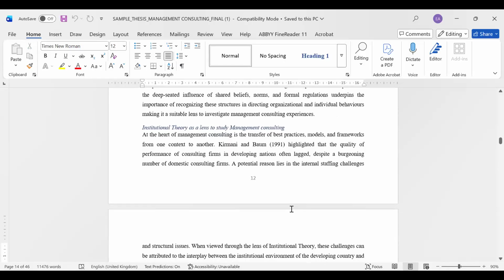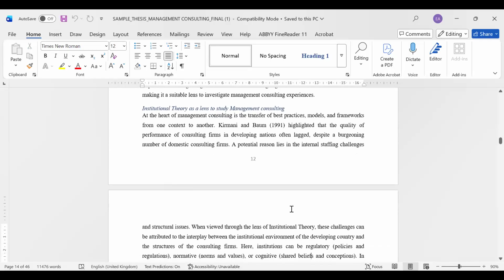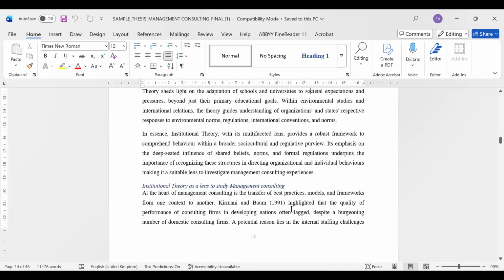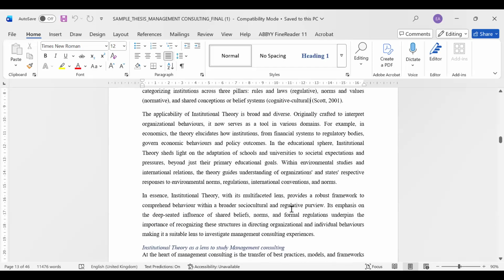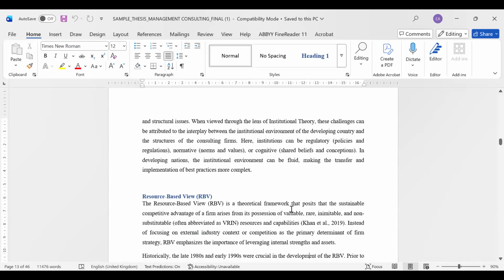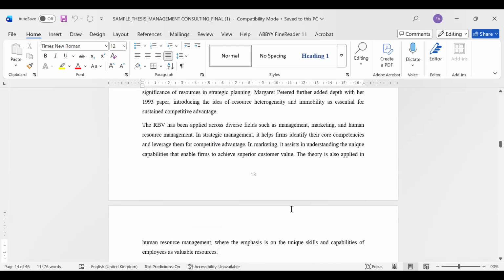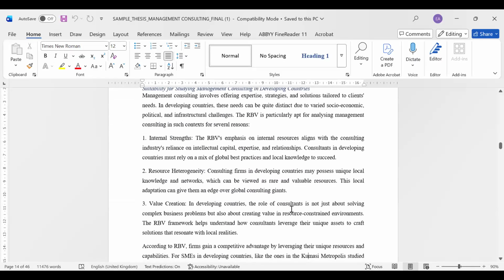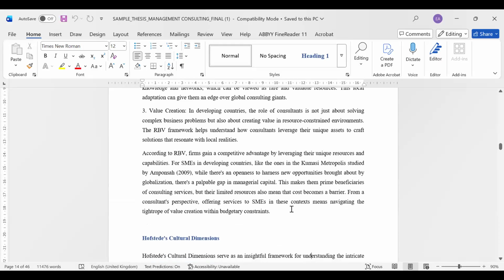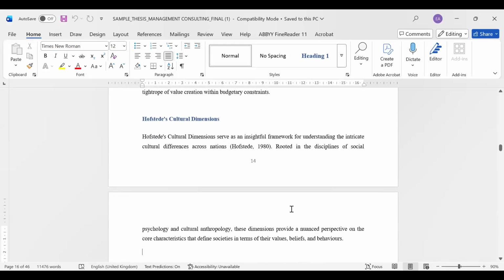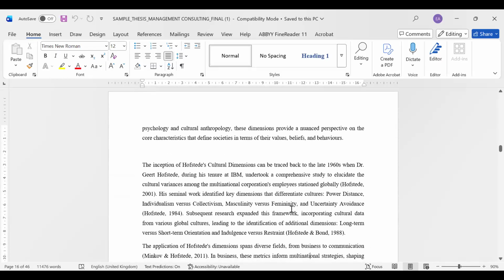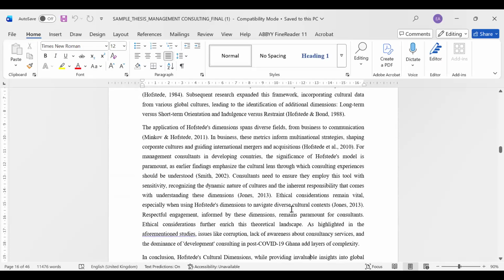And then institutional theory as a lens to study management consulting. So you can talk about when we started using this theory to study management, because we've established that it did not start as a management theory. It started as a sociology theory. Resource-based view, same thing for that. At master's level, we want to see critique of the theories. This is undergrad, so we can forgive them. Hofstede cultural dimensions is a framework, so you can see that it's called dimensions. It's not called theory, but it's a framework. So you can talk about that, where it comes from, how it got started, and how it's been used.